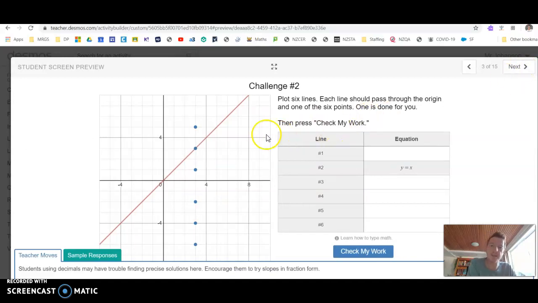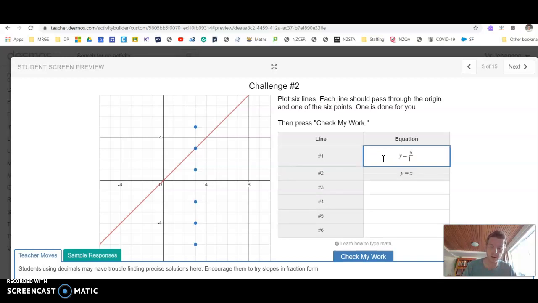Okay, so this one here wants me to have every line go through the origin, so through 0, 0, and then go through one of these lines. So this first line, I want it to touch this one here. I know I need to go across 1, 2, 3, and up 1, 2, 3, 4, 5. So I'm going to say y equals, so I want to go up 5, so my rise is 5, divided by 3x. So that's going to be the first line. Let me check. Yep, and sure enough, there it goes through that point there.